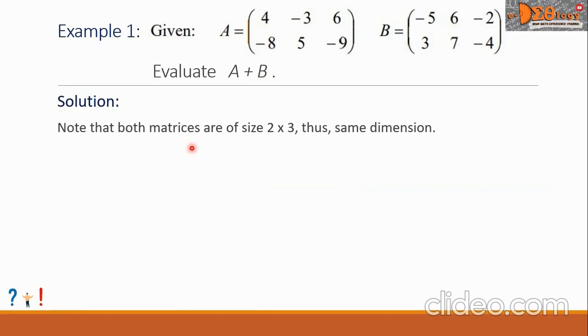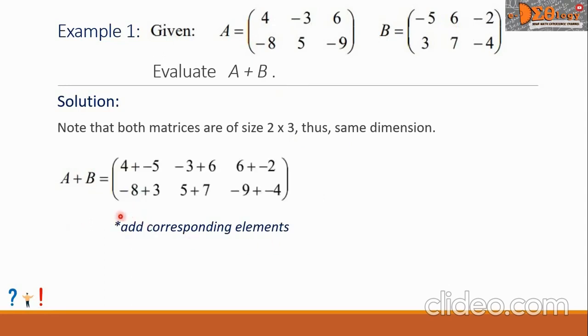We note that both matrices are of size 2 by 3, meaning 2 rows by 3 columns. Thus, they have the same dimension. So for A plus B, we need to add corresponding elements. So we will have it like this: 4 plus -5, -3 plus 6, 6 plus -2, -8 plus 3, 5 plus 7, -9 plus -4.